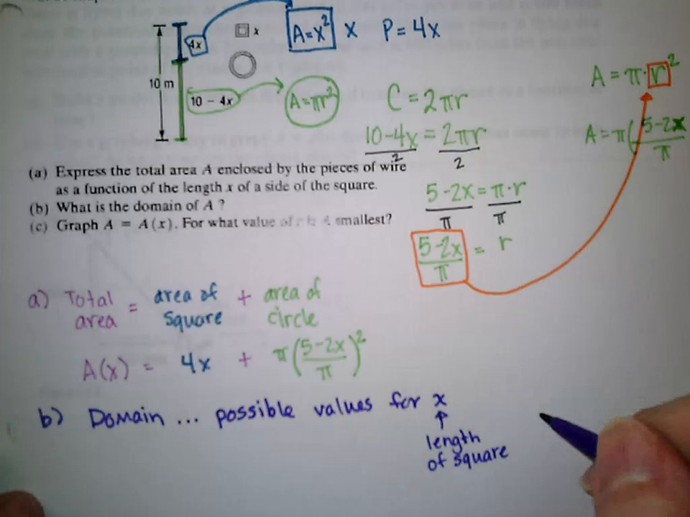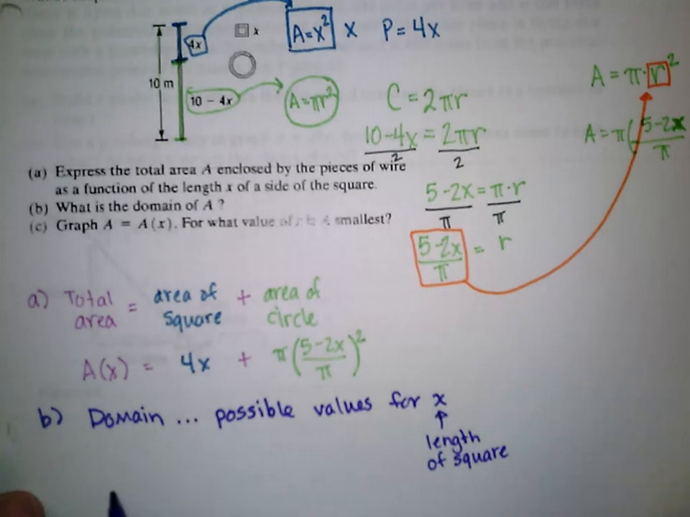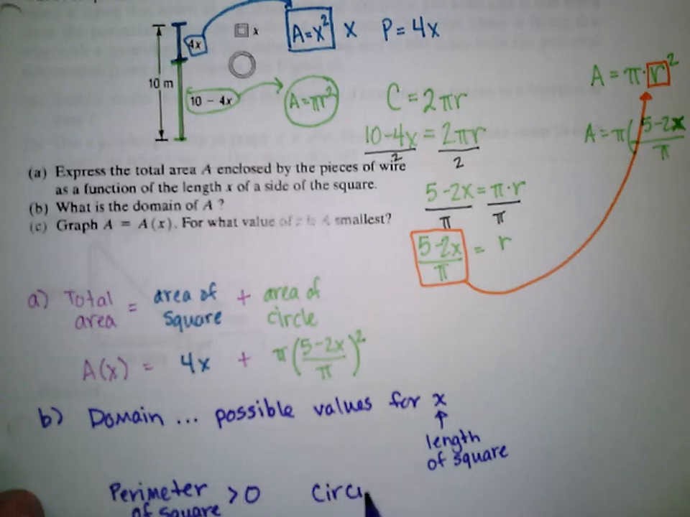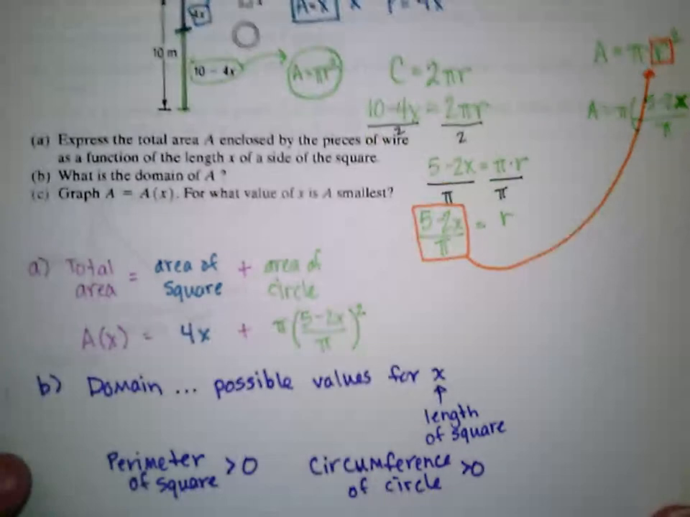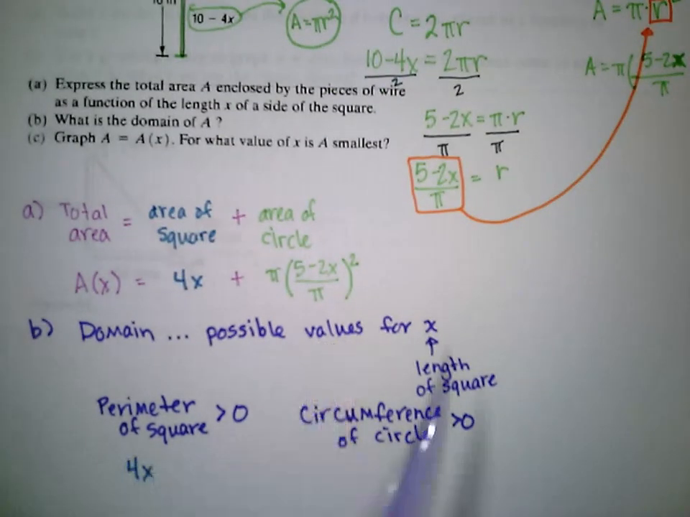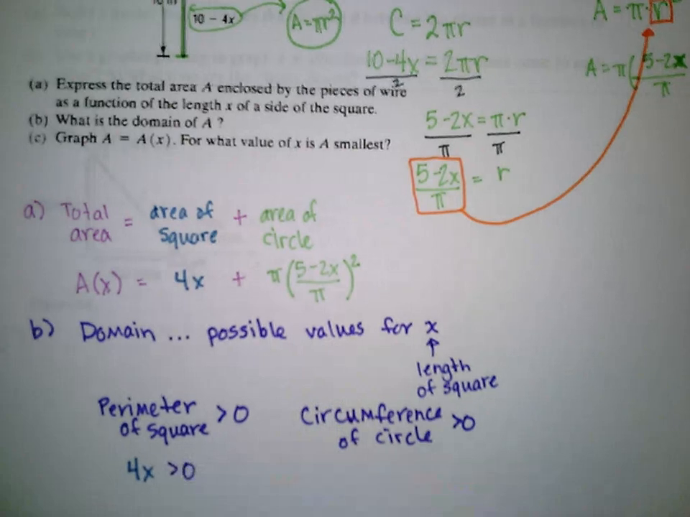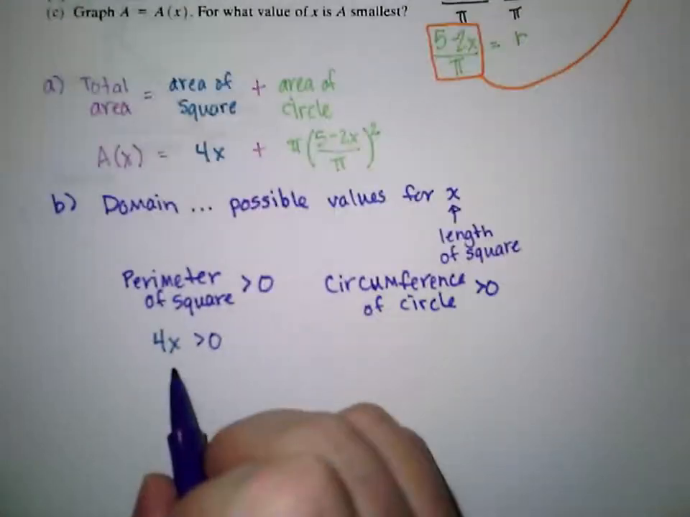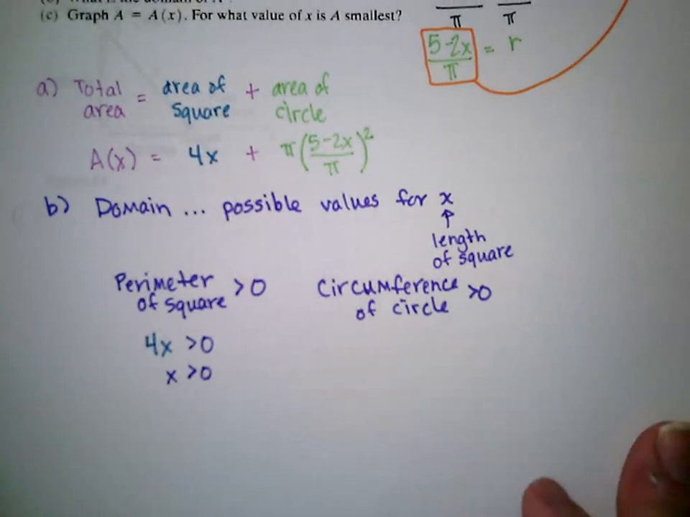So we would want to restrict our domain so that the perimeter of each figure needs to be greater than 0. And so that would be the perimeter of the square and the circumference of the circle. Each of those should be greater than 0. So we know the perimeter of our square, that formula was 4x. So we got 4x for the perimeter of the square needs to be greater than 0. When you divide both sides by 4, that's going to leave us with x is greater than 0.